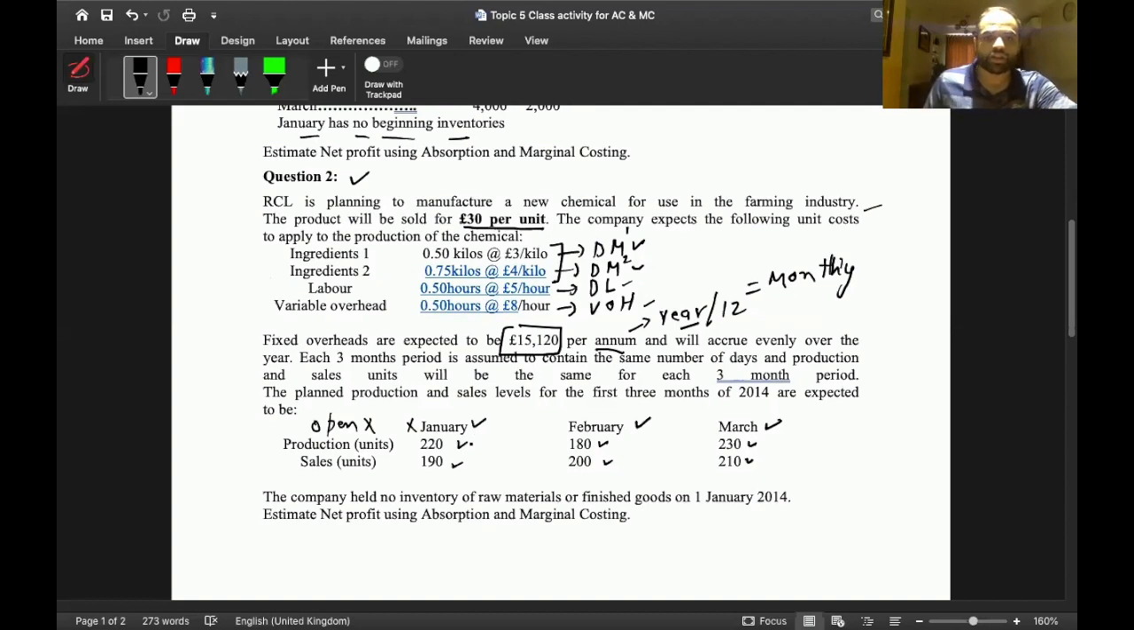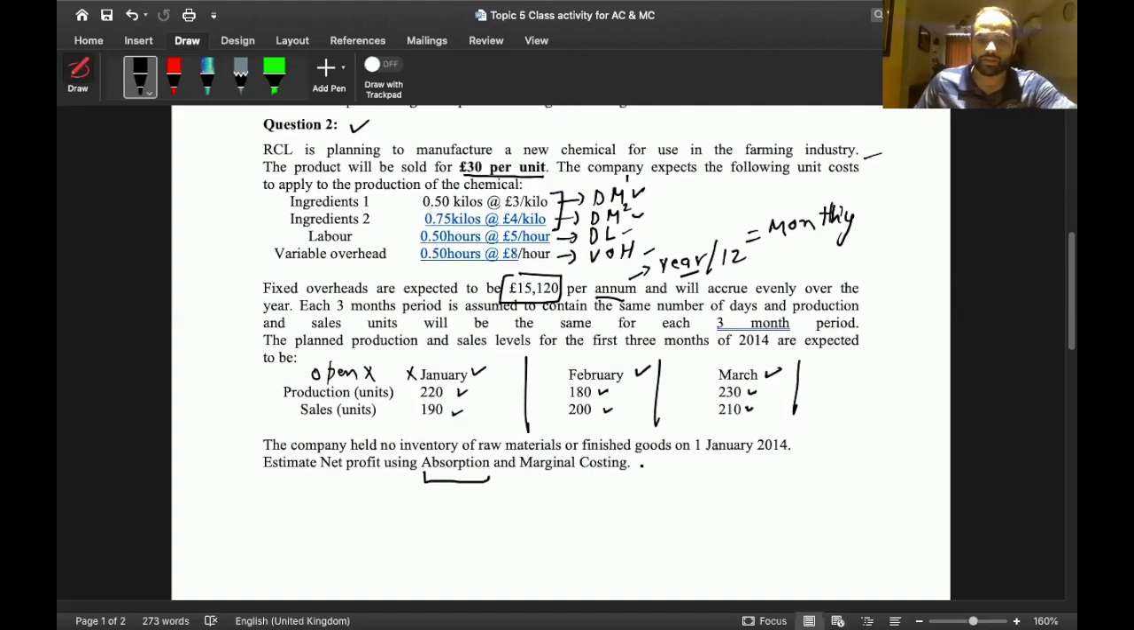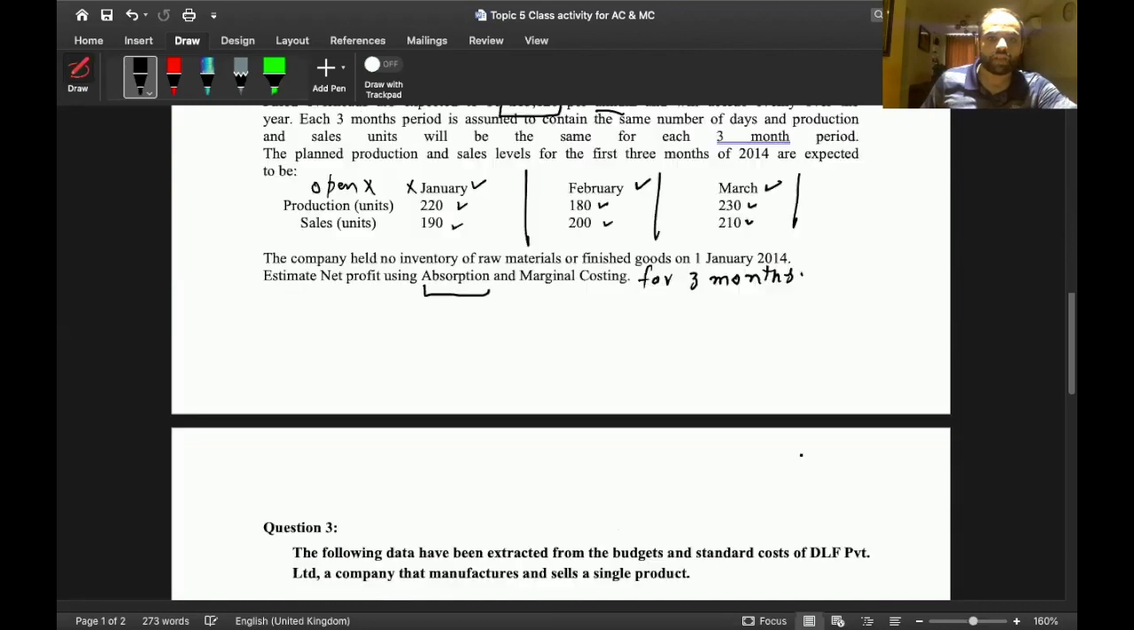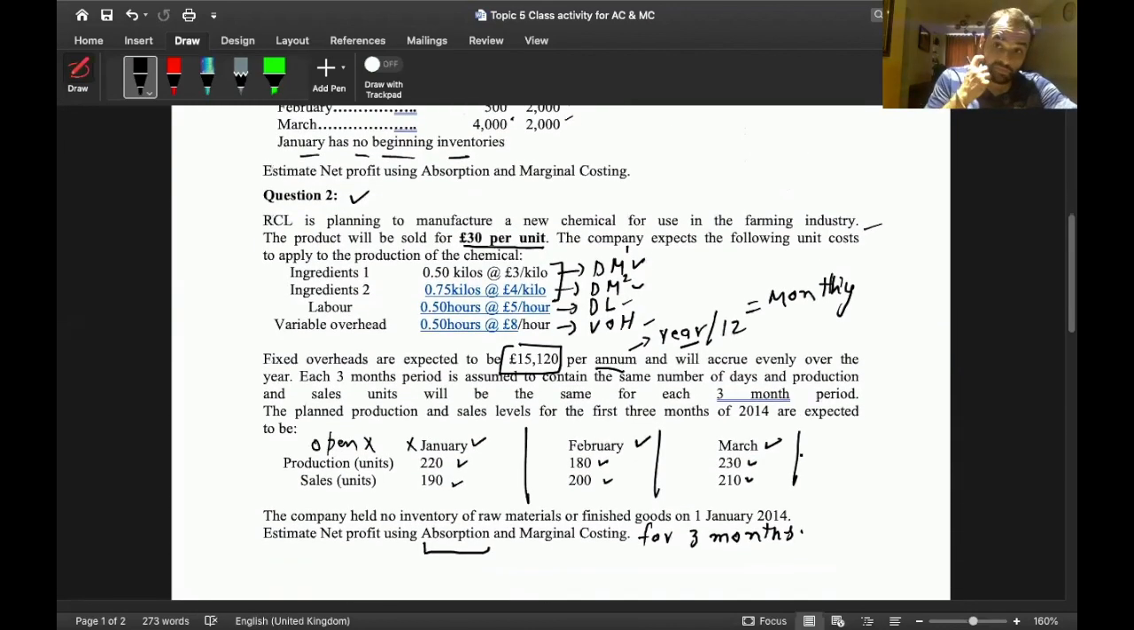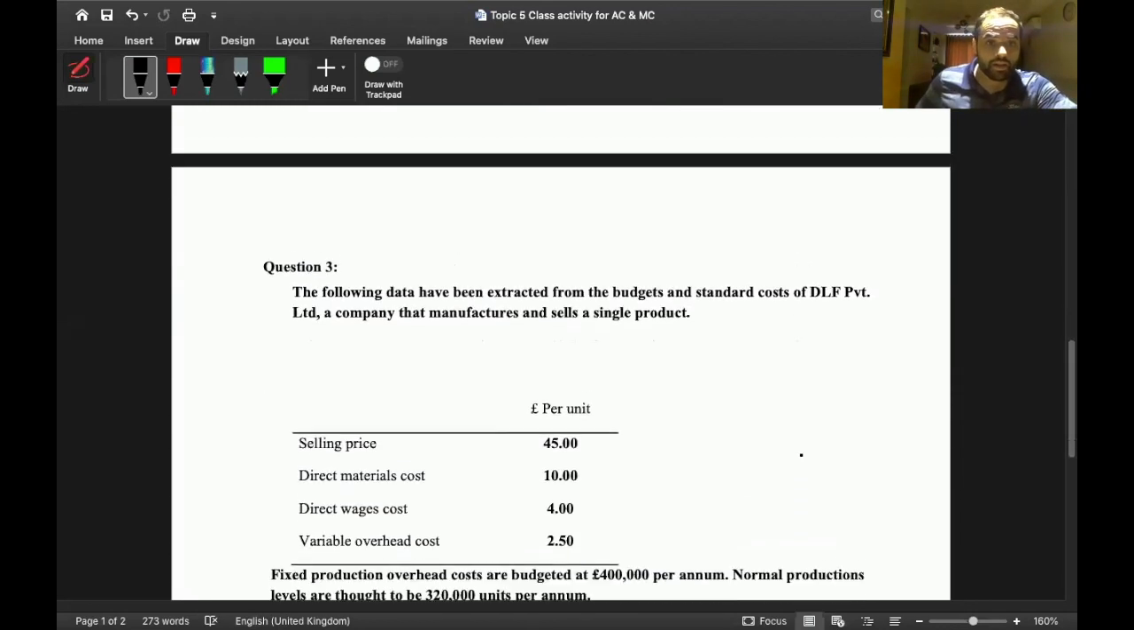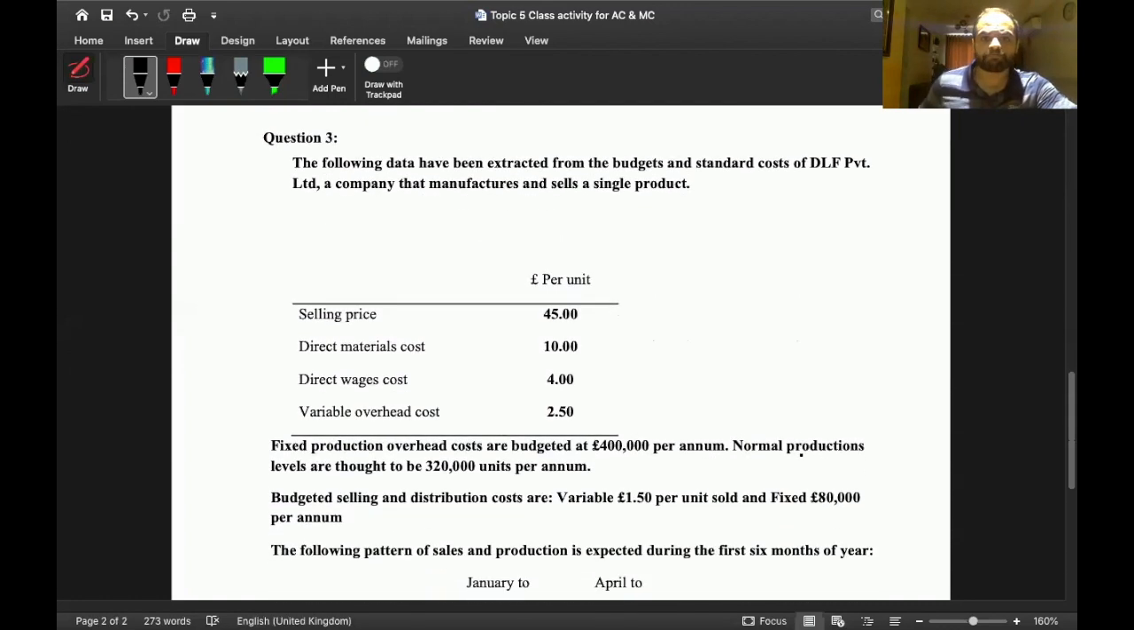All right, so same as question 1, right? So this is your question 2, only absorption costing, because I haven't finished marginal costing. So just calculate net profit using absorption costing for 3 months, all right? So that's your question 2, right? Now let's move on to question 3.